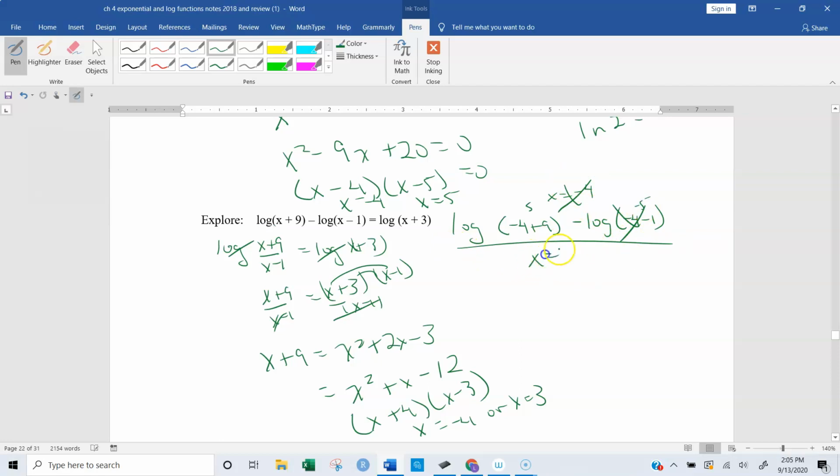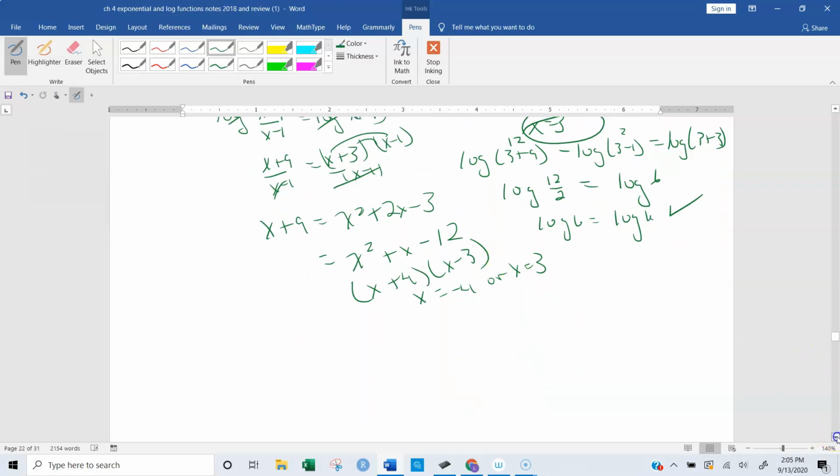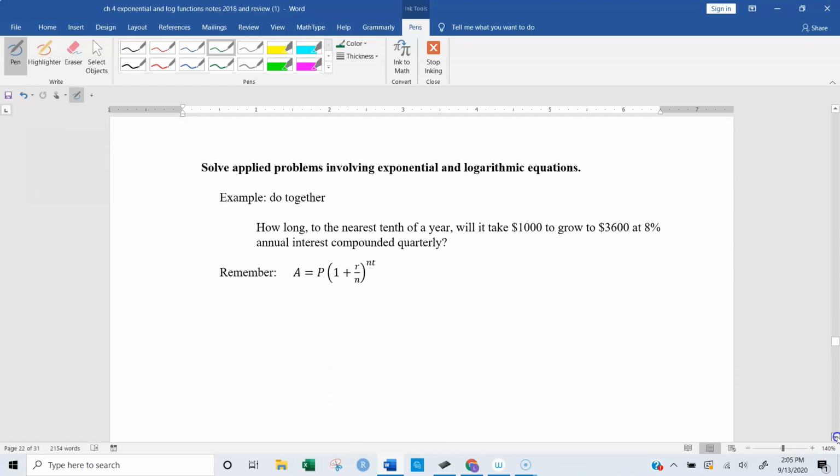So let's try x equals 3. So we do the log of 3 plus 9, which is 12, so we're good there. Minus the log of 3 minus 1, which is 2, so we are good there, equals the log of 3 plus 3. Well, I know subtraction means division, so we're doing the log of 12 divided by 2 equals the log of 6. So the log of 6 equals the log of 6. Check. X equals 3 is my solution. Not bad, but don't forget to check. It's very important on those.